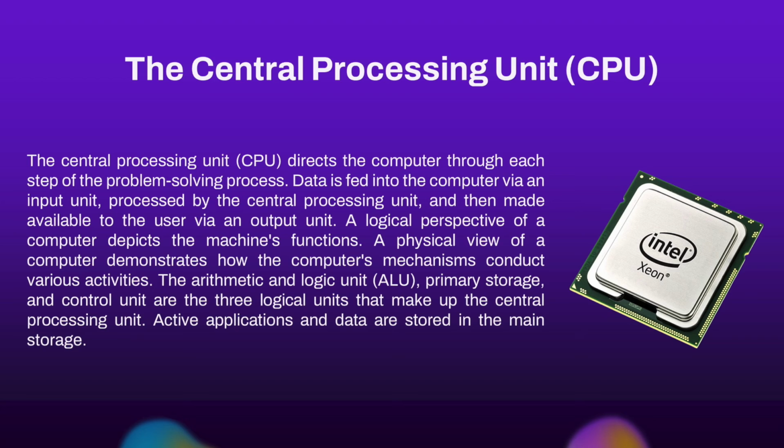A logical perspective of a computer depicts the machine's functions. A physical view of a computer demonstrates how the computer's mechanisms conduct various activities. The arithmetic and logic unit, primary storage, and control unit are the three logical units that make up the Central Processing Unit. Active applications and data are stored in the main storage.